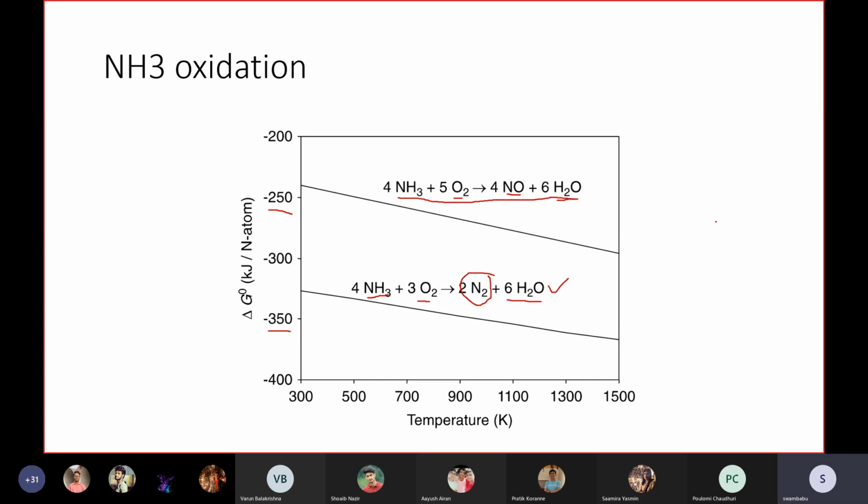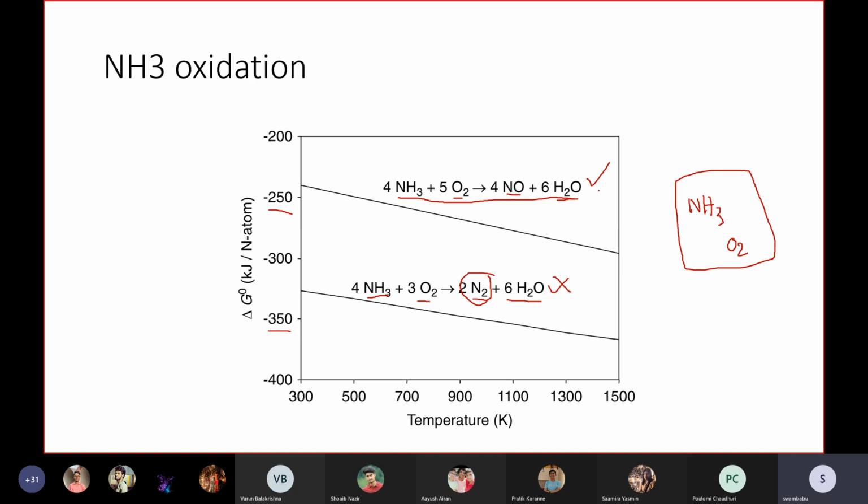If you do a simple oxidation reactor at any temperature, if you bring ammonia and oxygen in contact, most likely what will form is nitrogen, because the bottom reaction is more favorable than this one. So that is the trick. What is the way we can avoid this so that we get this reaction?